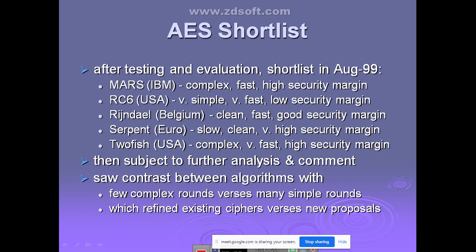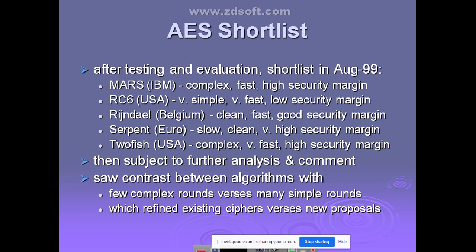And RC6 from the USA did testing again on the AES. They said that it is very simple, very fast, and has a low security margin. And Rijndael, who proposed this AES, indicated that after testing it is a clean, fast algorithm with a good security margin. Like this, for each of the 5 shortlisted members, before giving the AES algorithm, after testing and evaluation they came up with these characteristics of their algorithms.